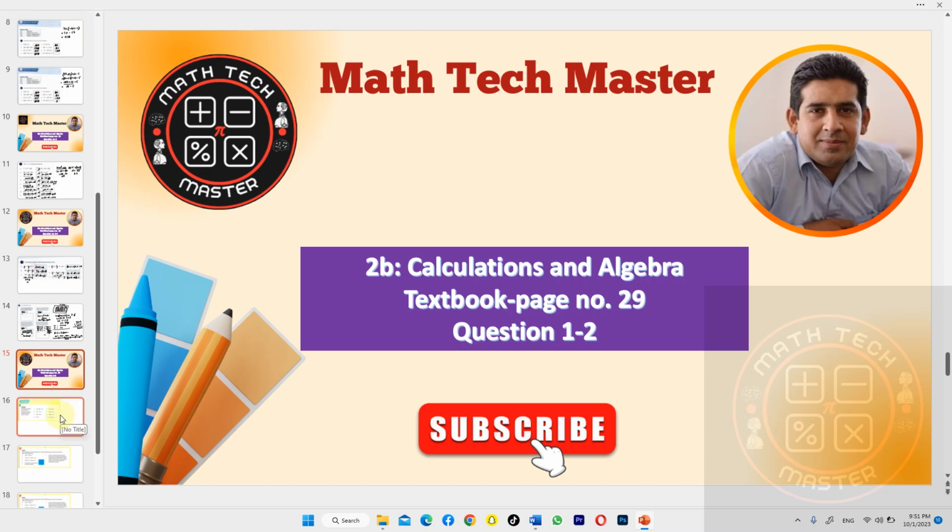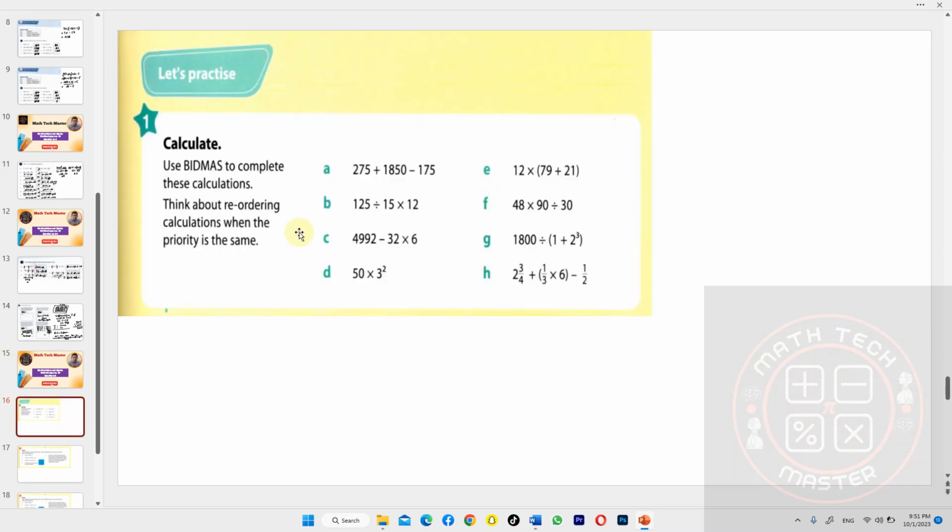And let's move to our today's topic. We will be covering question number 1 and question number 2 of textbook page number 29. So question number 1 is: use BIDMAS to complete this calculation. Think about reordering calculation when the priority is the same.